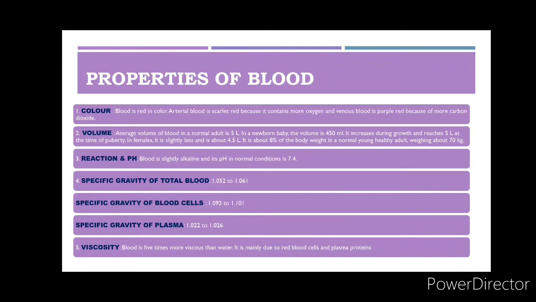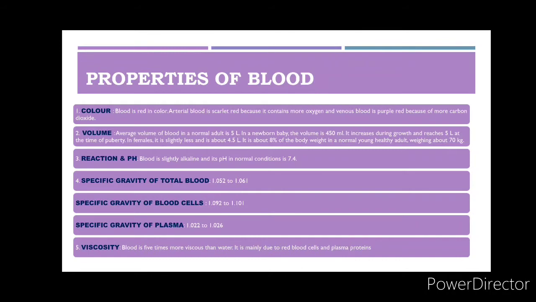Then the fourth property is specific gravity. The specific gravity of total blood is 1.052 to 1.061. The specific gravity of blood cells is 1.092 to 1.101. And the specific gravity of plasma is 1.022 to 1.026.